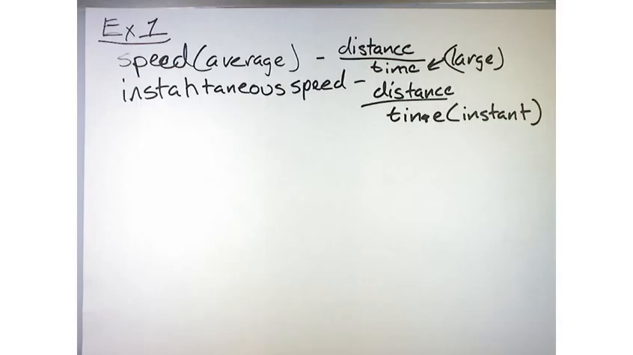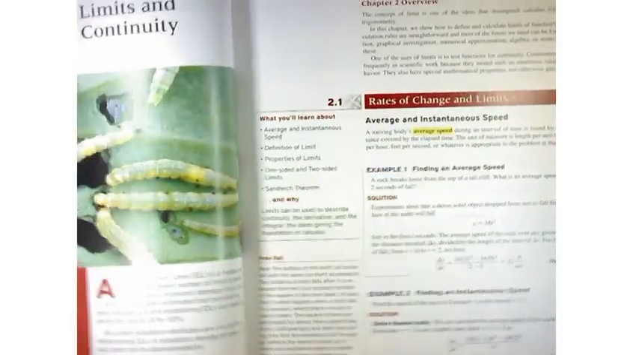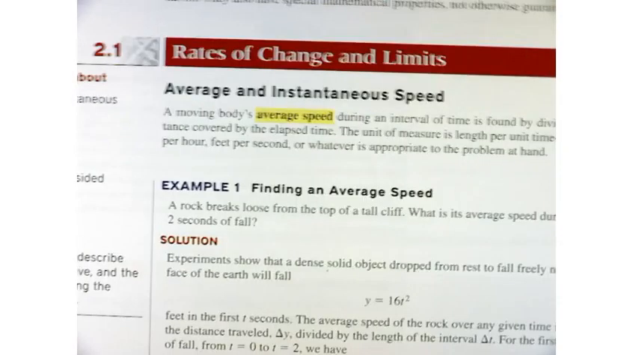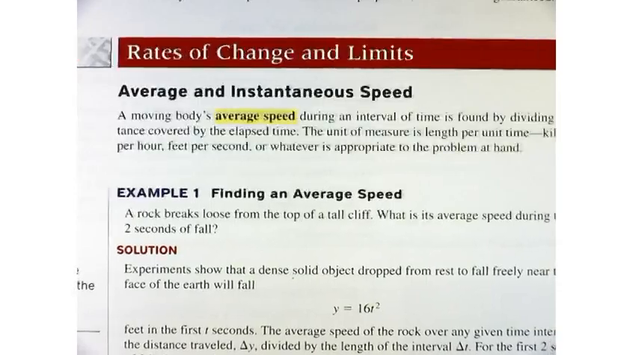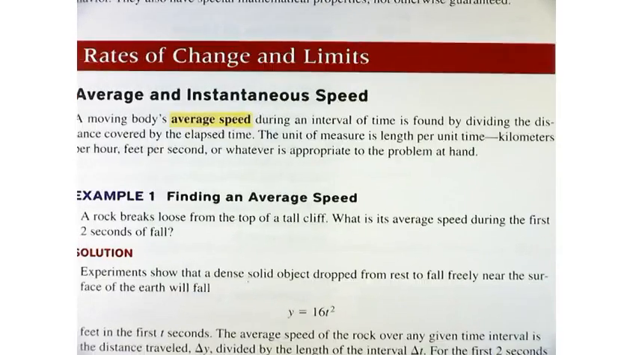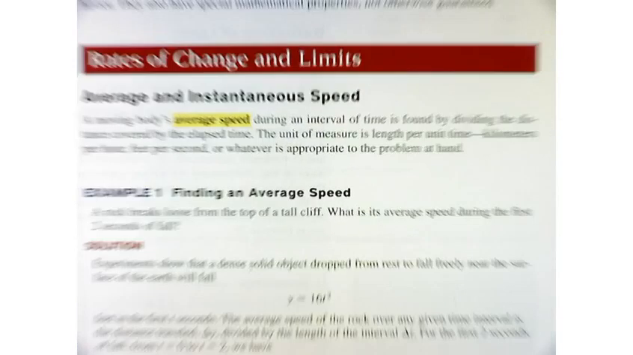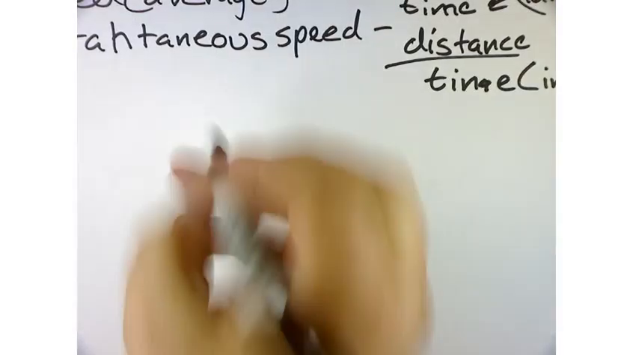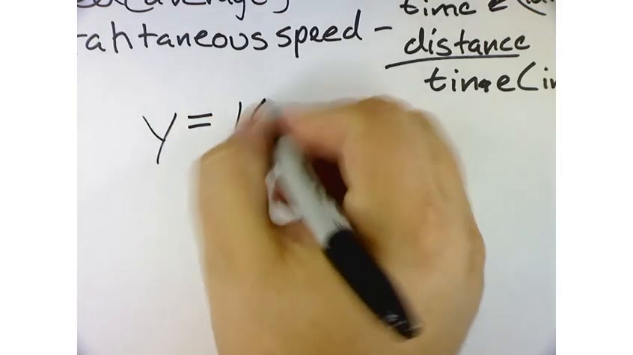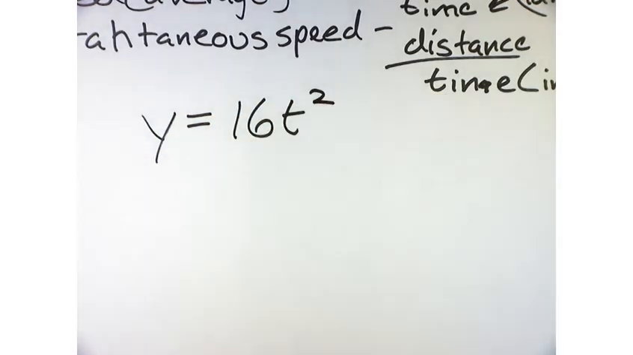So let's look at example number one. Now that we kind of understand that, example number one says in the textbook, a rock breaks loose from the top of a cliff. What is the average speed during the first 2 seconds of the fall? Okay. And then this is our kinematic equation that we would use. y is equal to 16t squared. And so to calculate this for average speed, this is kind of a formula for average speed.